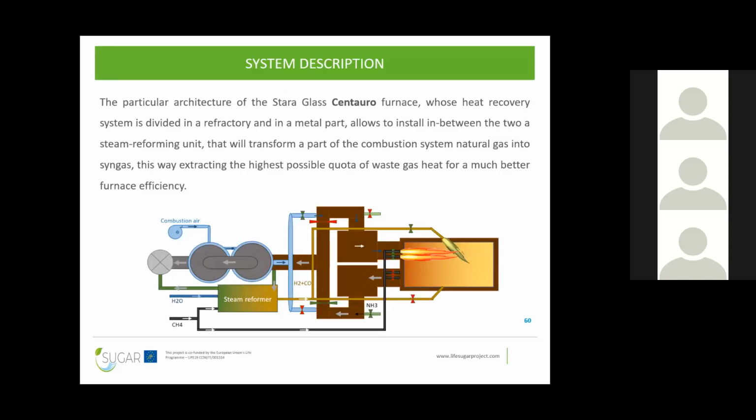So the SUGAR furnace is based on the Centauro furnace, where the heat recovery is divided into the refractory and the metal part. But a steam reformer unit is installed that transforms part of the combustion system's natural gas into a syngas, so CO and hydrogen. In this way, it's possible to recover more energy from the waste gas and improve the furnace combustion, and also the efficiency of the furnace itself.